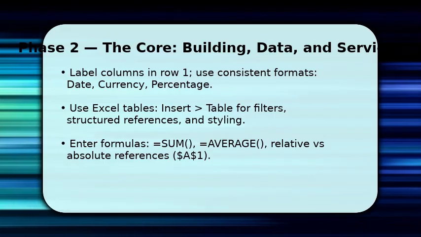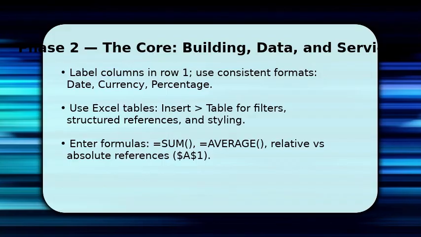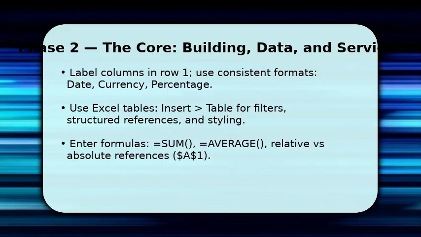Next, enter formulas like =SUM(B2:B10) and =AVERAGE(C2:C10). Make sure to use $1 when you want an absolute reference. By combining tables with named ranges, your formulas stay readable and adjust as data grows.